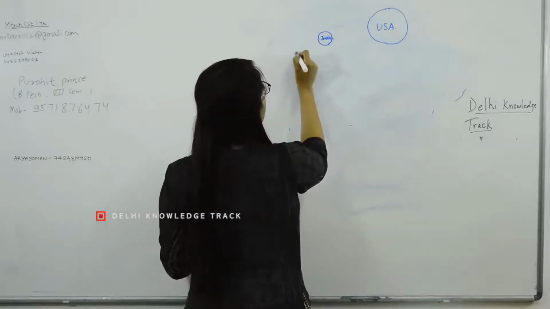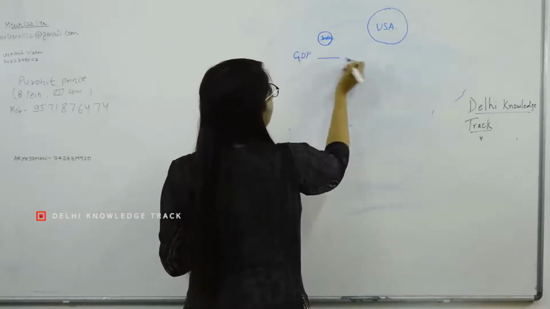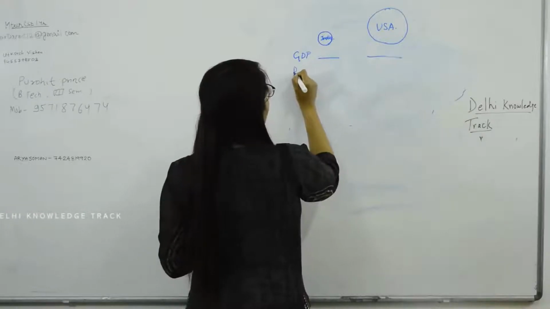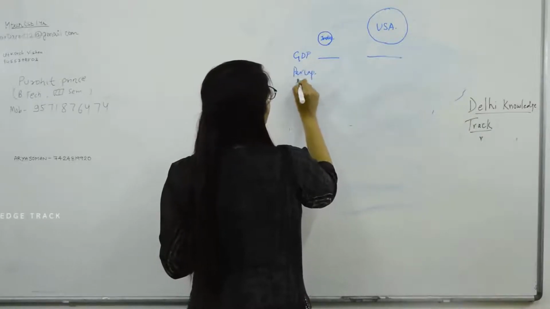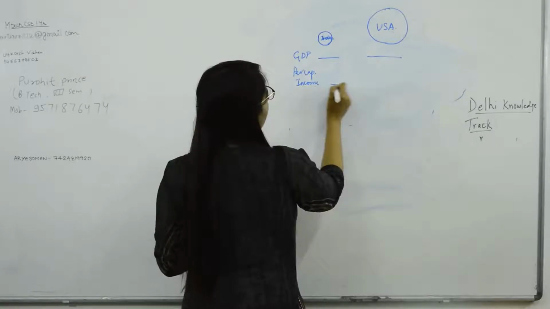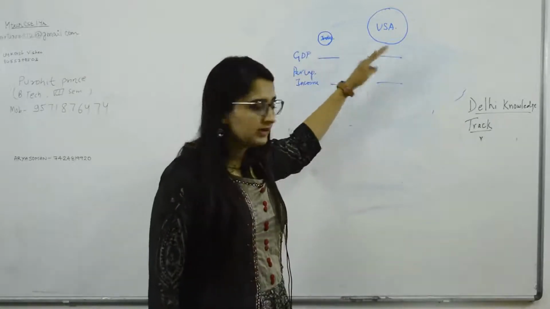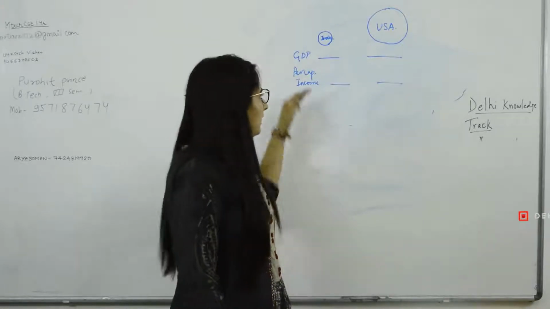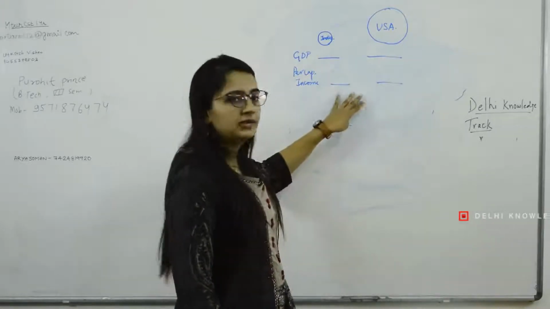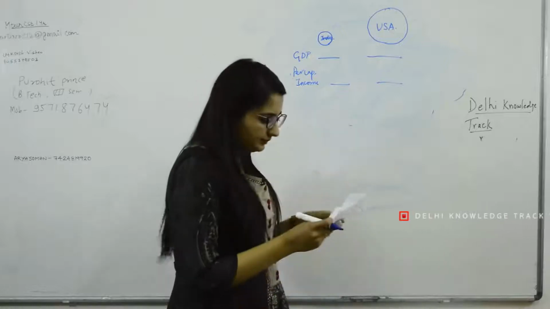And here you can write GDP, GDP of India, GDP of US, per capita income, then the figures. Like this, if we have to compare the economy of India and US, this approach really works and it saves a lot of time, and you can put numbers very simply and clearly on the paper.